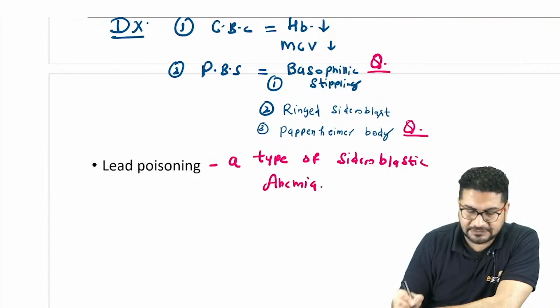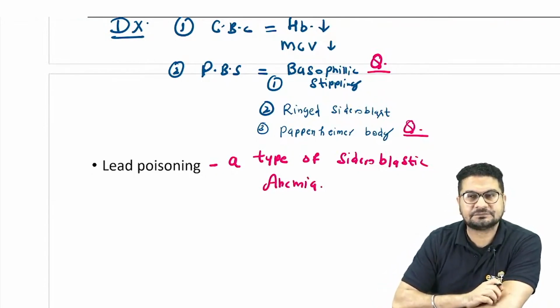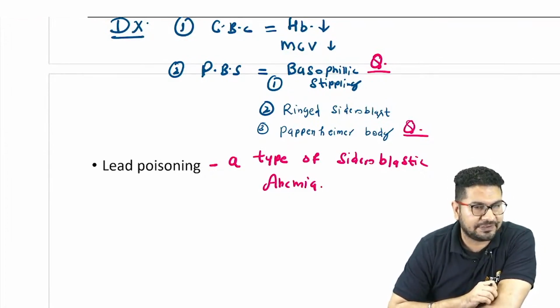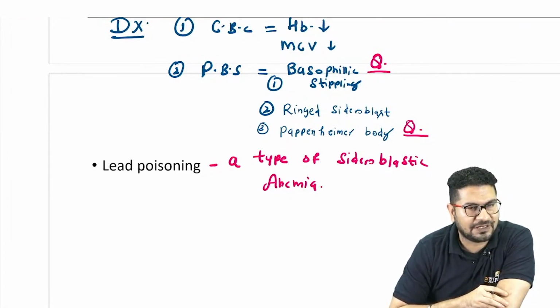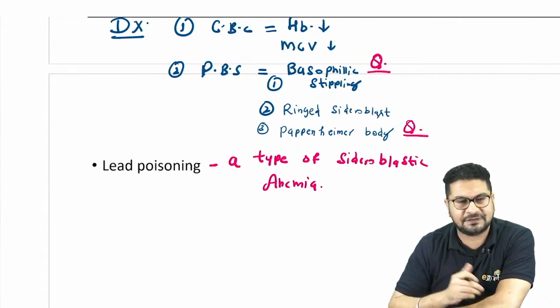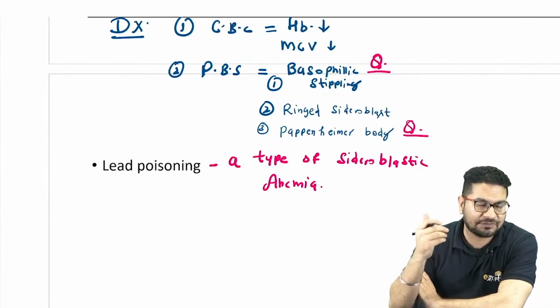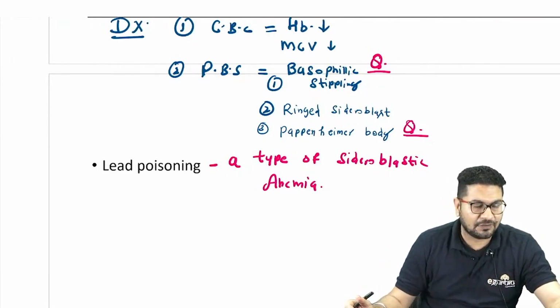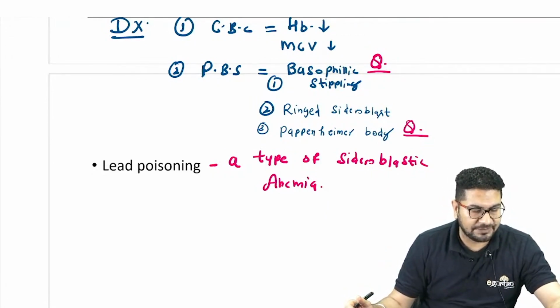It is a type of sideroblastic anemia. Basically, it is an iron overloaded state. The body is having too much iron, but that iron cannot be utilized. There is no proper utilization of that iron, right? So in sideroblastic anemia, what you will see is a lot of iron, but this iron cannot be utilized.